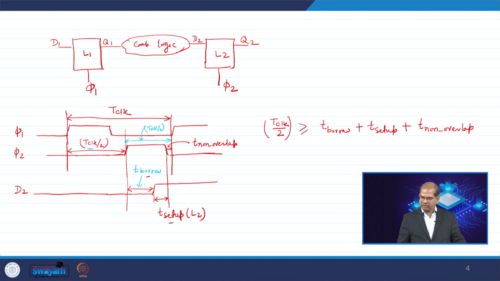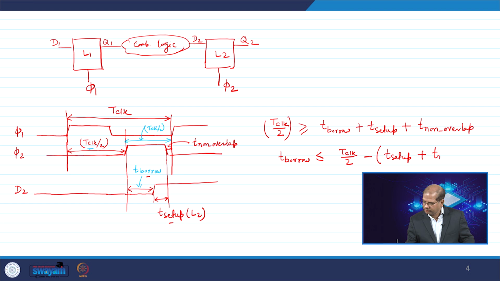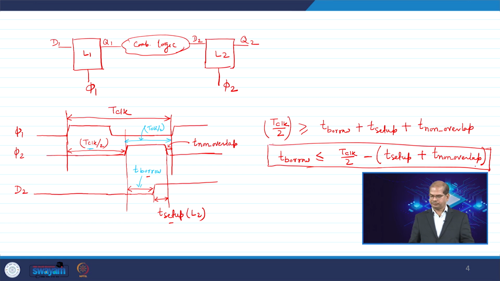Now if I solve this equation, I can find the maximum time I can borrow in this case. So, the maximum time I can borrow, T borrow, should be less than or equal to T clock by 2 minus T setup plus T non overlap. Okay. So, this is my final equation. This is the maximum time I can borrow in case of a latch based system.